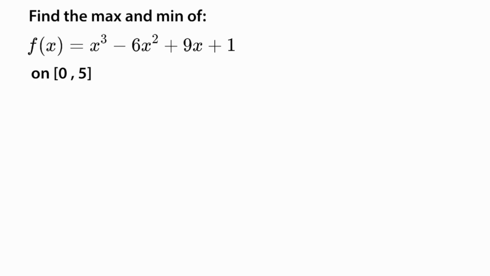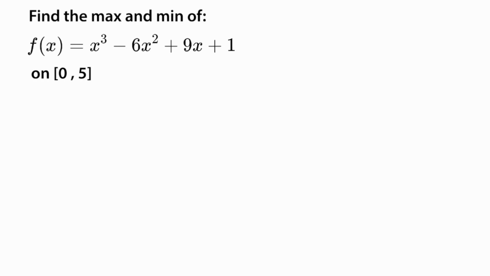Today I brought you guys this problem where we are tasked with finding the maximum and minimum of this equation. f(x) is equal to x cubed minus 6x squared plus 9x plus 1 on the interval of 0 to 5. Remember, these square brackets mean that we're including 0 and 5 in our answer, so the max and min can occur at 0 or 5. So how do we go about solving this problem?